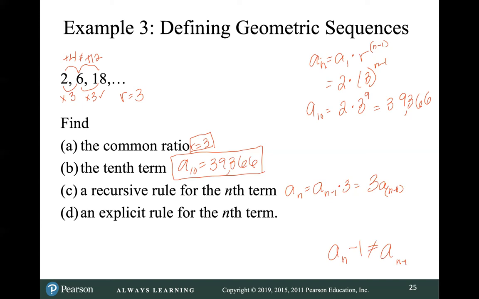Okay, part D, the explicit rule, we already used this when we found part B. That is 2 times 3 to the n minus 1.